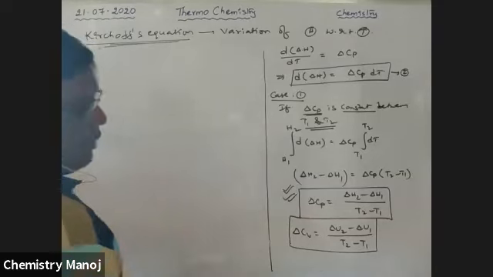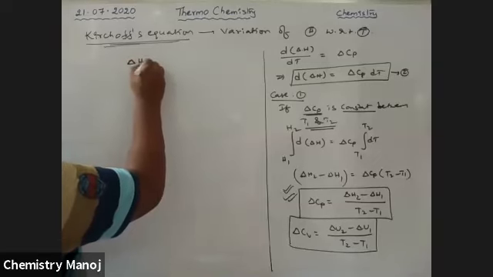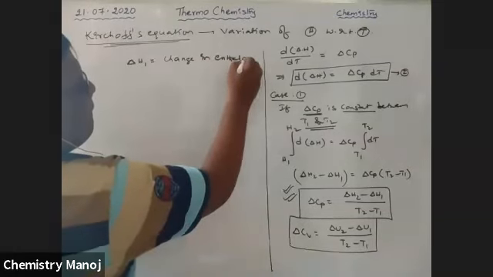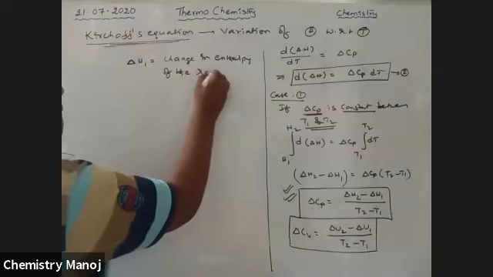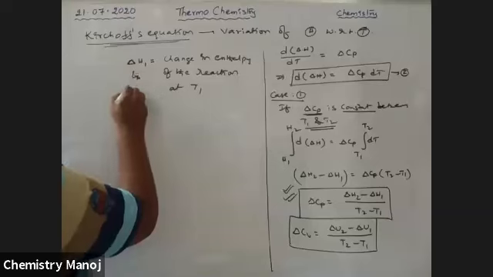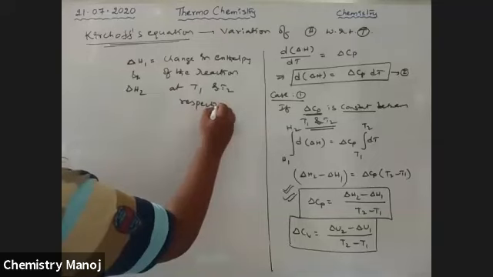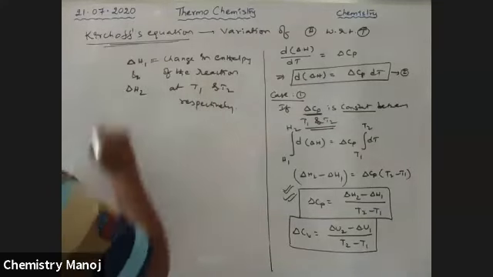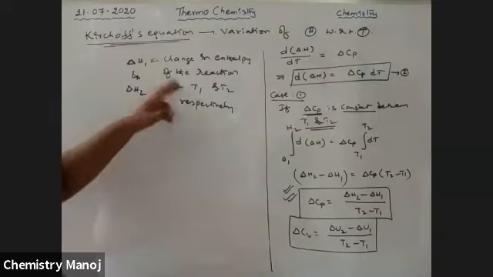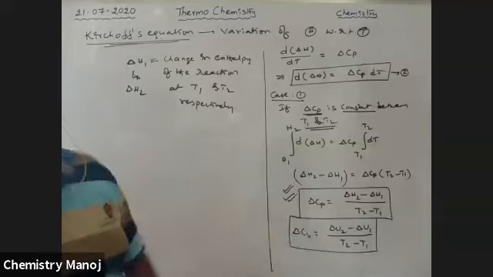Okay, boys. Here, delta H1 is the change in enthalpy of the reaction at T1 temperature, and delta H2 means at T2 temperature, respectively. So these are the change in enthalpies of the same reaction at T1 and T2 temperatures. At T1 the change in enthalpy is delta H1, at T2 the change in enthalpy is delta H2. Those are used here at different temperatures.